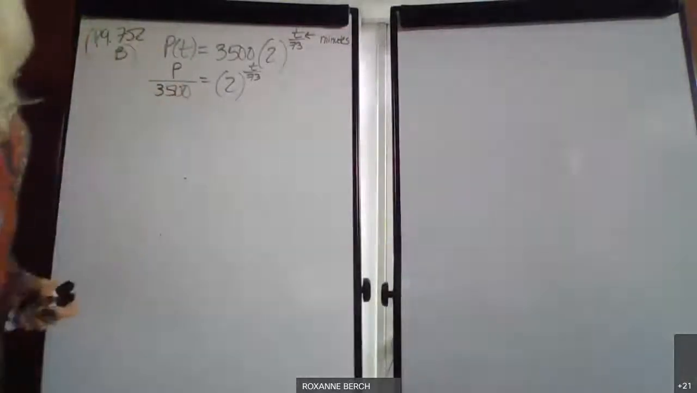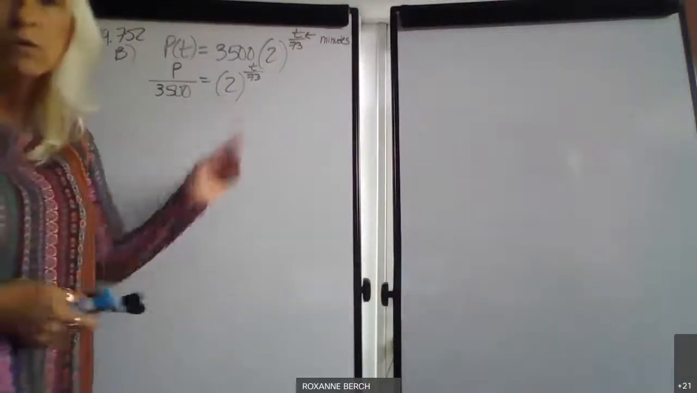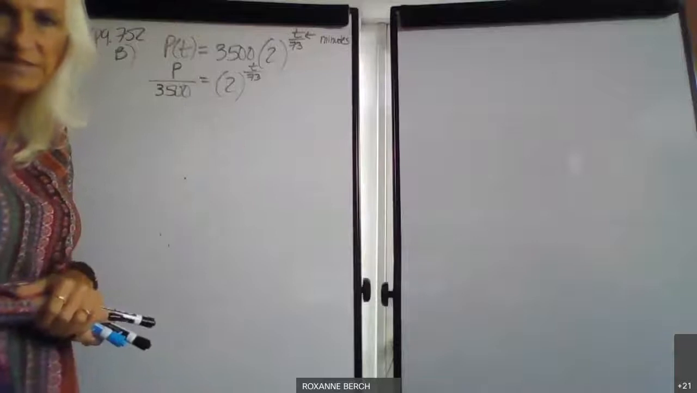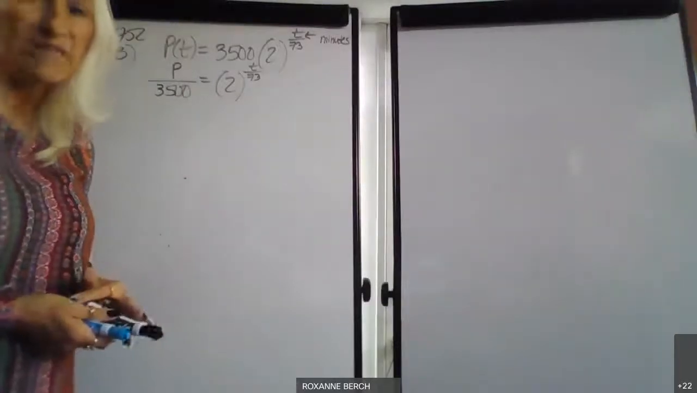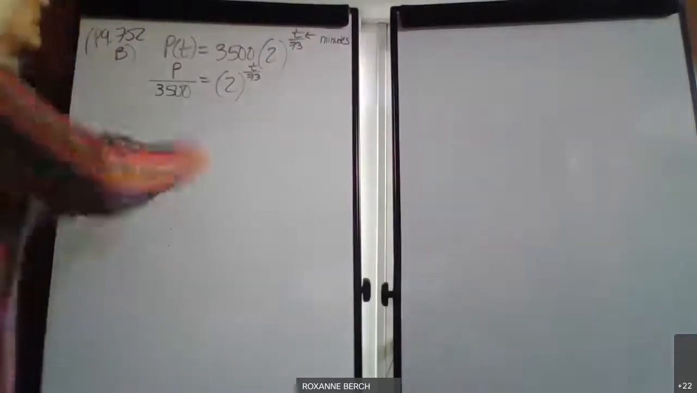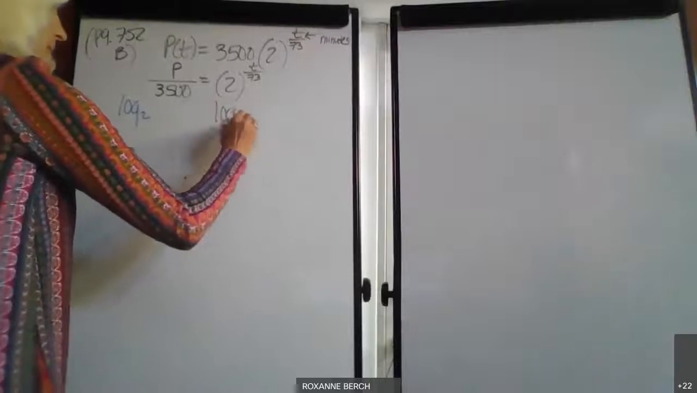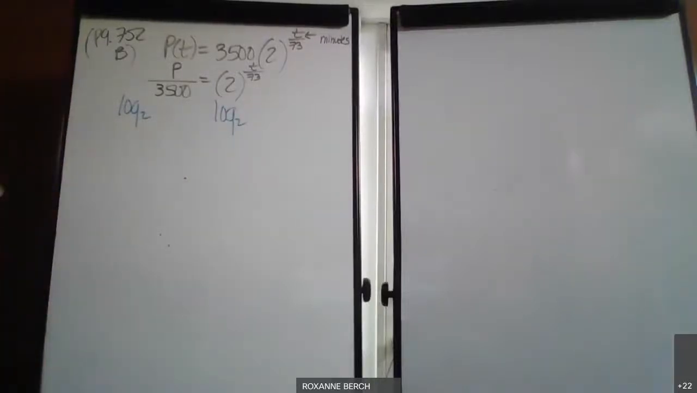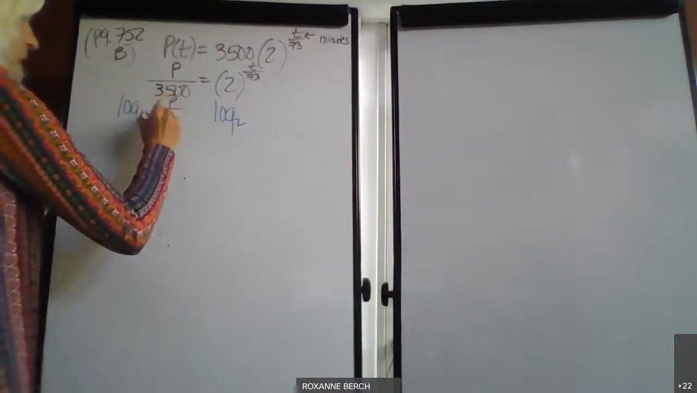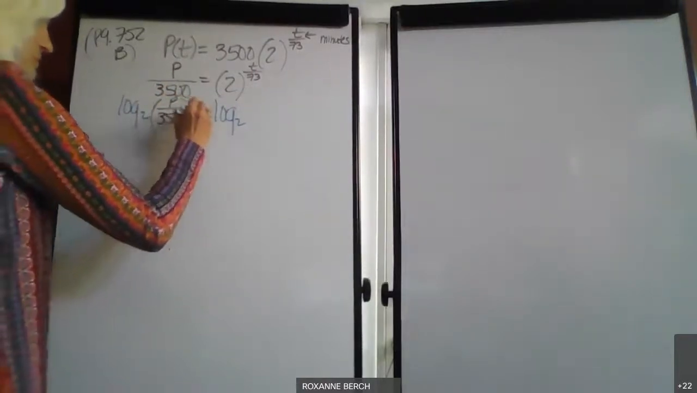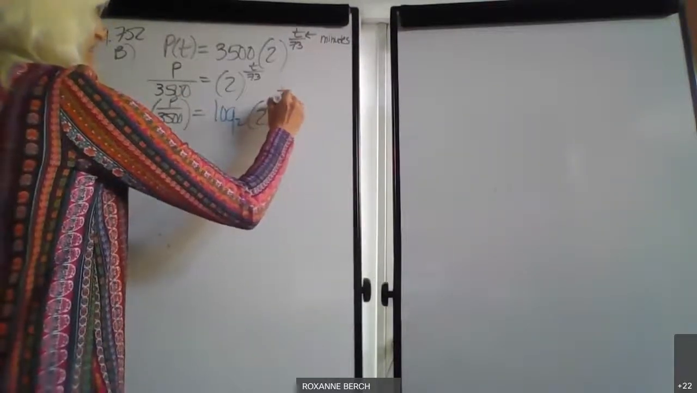So what we're going to do is take a log base 2 to both sides. Now, if this was a 7, we would take a log base 7 to both sides. Whatever the base of this exponent is, that's what the base of the logarithm is going to be to undo it. So I'm going to take a log base 2 to both sides. And what we have here is P over 3,500, which is equal to log base 2 of 2 to the T over 73.